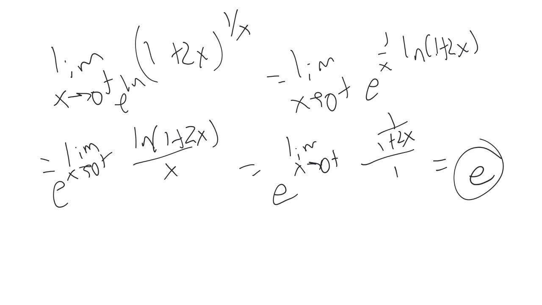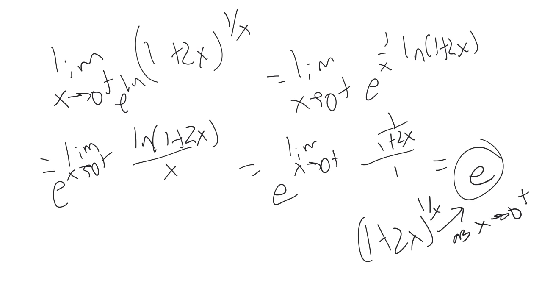Which is interesting because the original expression didn't have e in it at all. But remember, e's definition is a limit that looks like that. So that goes to that as x goes to 0 from the right. Okay, so that is 3F. And now let's go ahead and do 3H, which has a different trick.